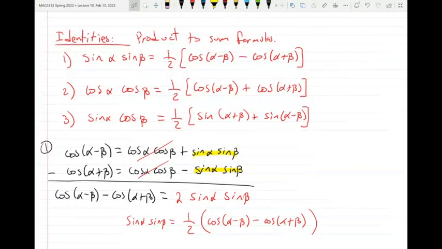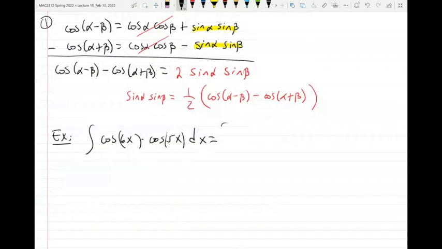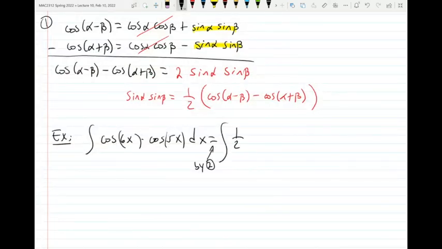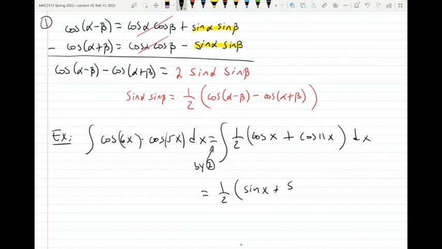So we use identity number 2, and that says it's 1/2 cosine of the difference plus cosine of the sum. So by number 2, that's going to be 1/2 times cosine of 6x minus 5x plus cosine of 6x plus 5x. Right? Cosine of the difference plus cosine of the sum, and now that's easy. So the integral of cosine is sine, and this will be sine of 11x over 11.